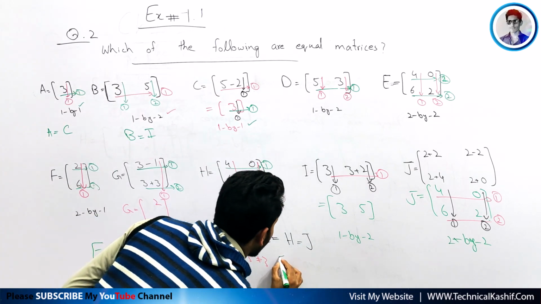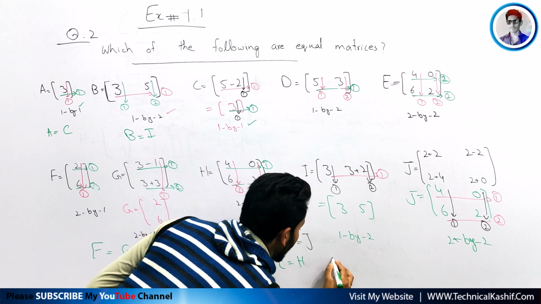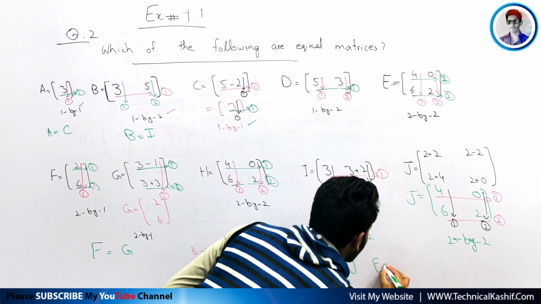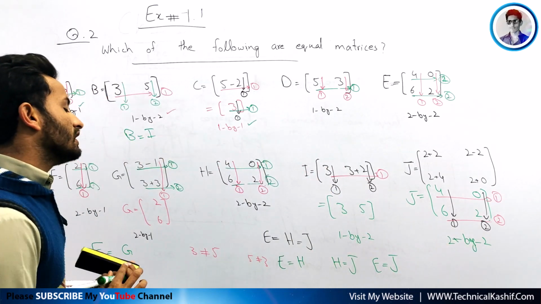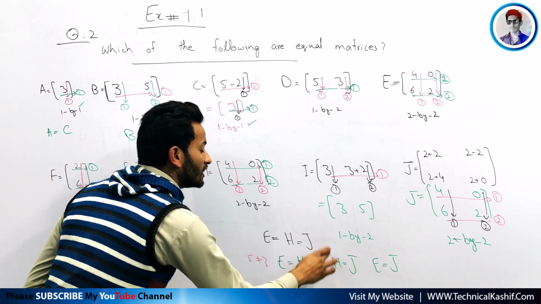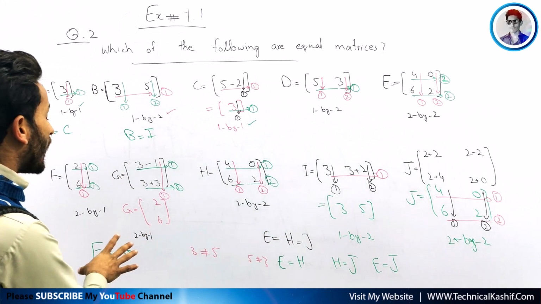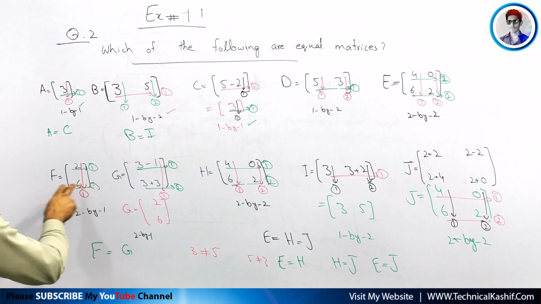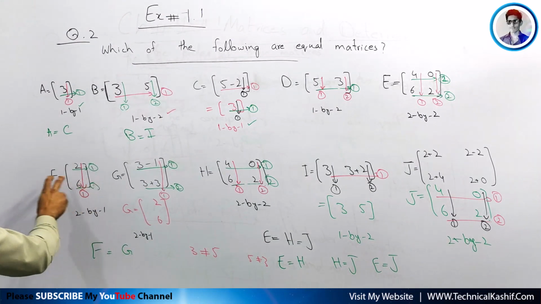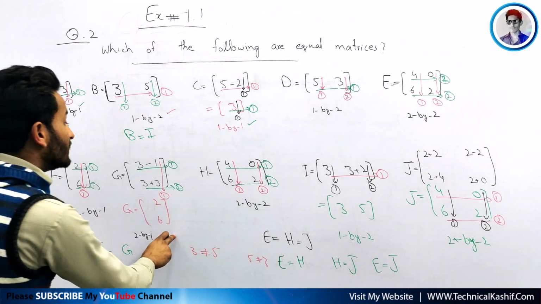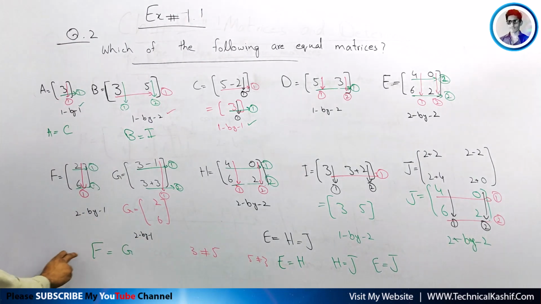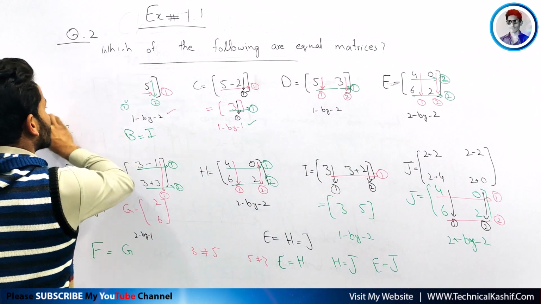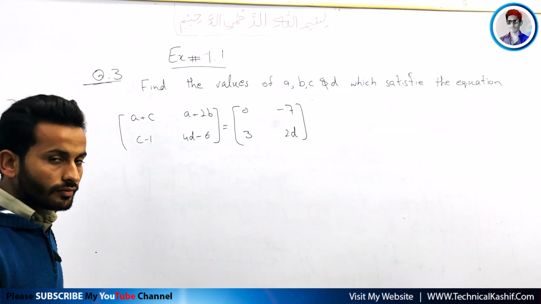So E is equal to H, H is equal to J and E is also equal to J. These are 3 equalities in this equality. 3 matrices are equal to each other and the last one is F is equal to G. These matrices have the same order and corresponding entries are also the same, so these matrices are equal. End of this question. Now let's start the third question and the last one.